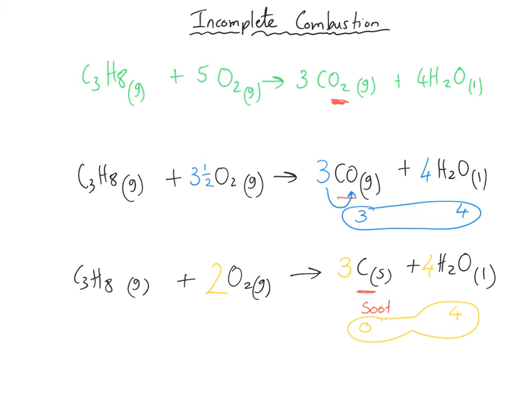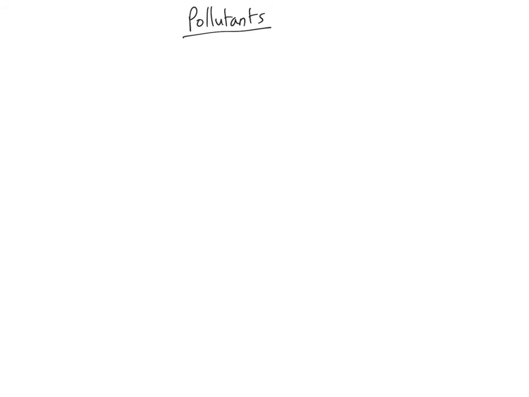And so you can see, if we start at the top, this was complete combustion where there was plenty of oxygen. We needed 5 oxygen for our 1 propane. When there was a bit less oxygen, only 3.5 moles of oxygen for 1 mole of octane, we made carbon monoxide instead. And then when there was only 2 oxygen molecules for 1 molecule of propane, we didn't make any carbon dioxide or carbon monoxide even, we made soot instead. This leads us perfectly on to look at some pollutants that can be made when we burn alkanes.